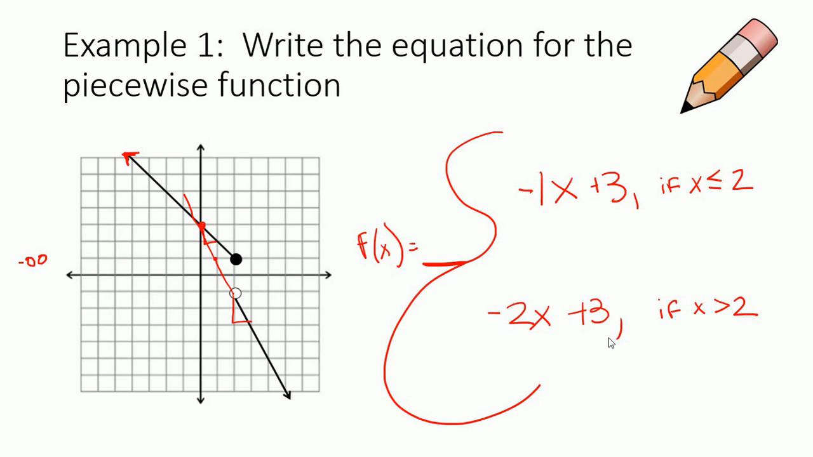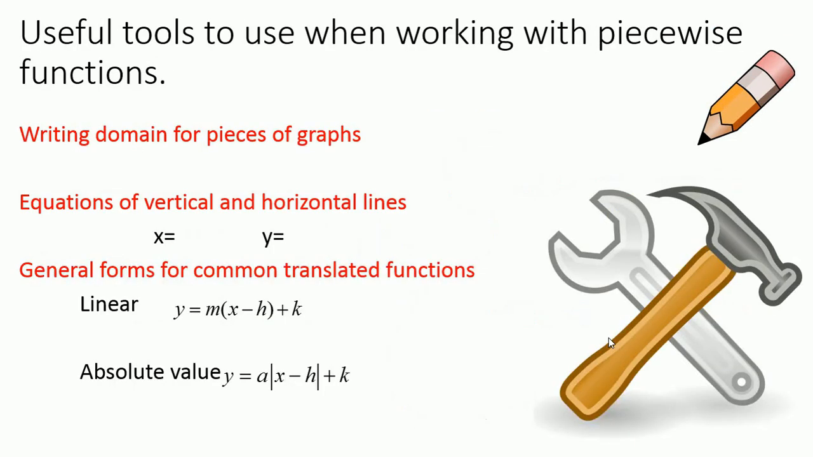Now, some graphs, it's going to be a lot more difficult to find the y-intercept. So what we can do is use the transformations that we learned with our absolute value functions to make writing equations of lines a lot easier. And I'll show you an example here. Here are some useful tools to use when working with piecewise functions. Writing domain for pieces of graphs: you need to know how to figure out your x's, where certain pieces of the function cut through your domain. Then your equations of your vertical lines and your horizontal lines. Remember, HOY VUX, in case you need to remember them so you don't get lost.